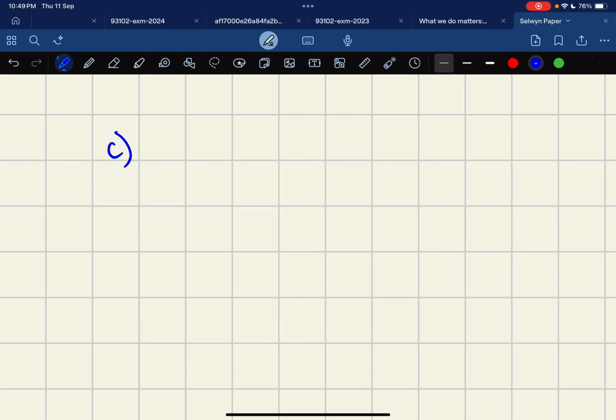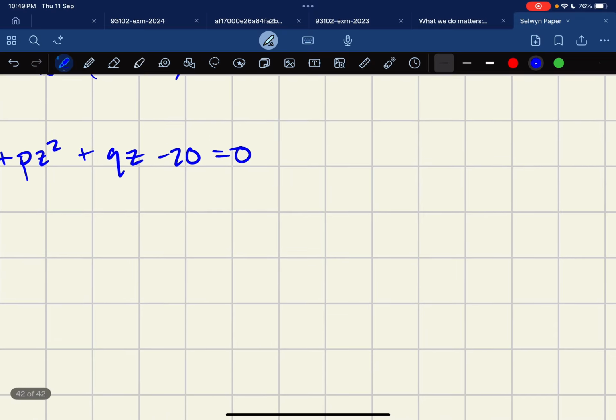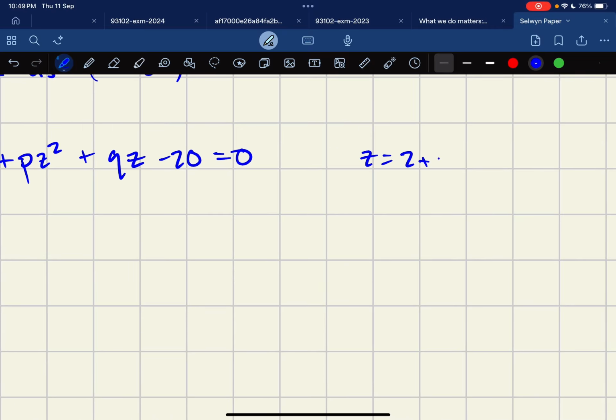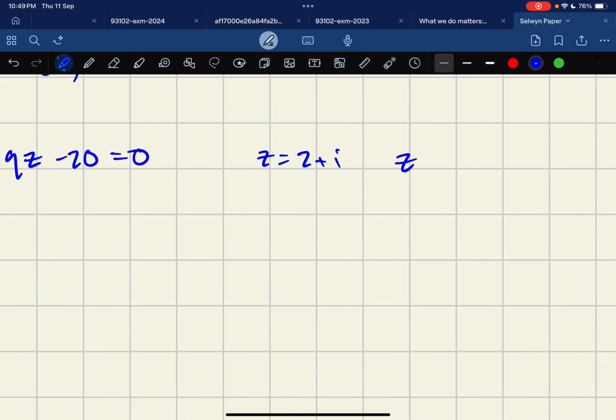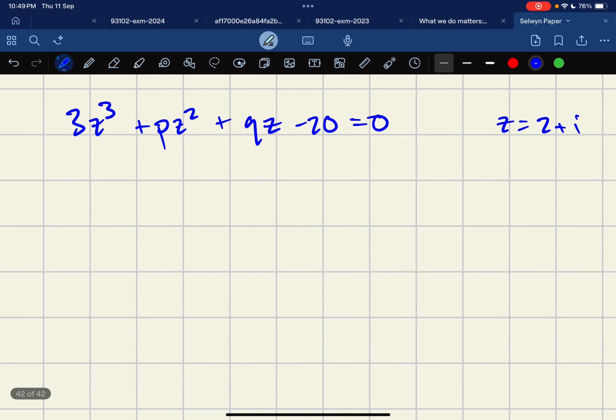Part C. One solution of the equation 3z cubed plus pz squared plus qz minus 20 equals 0 is that z equals 2 plus i. By the conjugate root theorem, z equals 2 minus i is also a root. If p and q are real, find the values of p and q and the other two roots of the equation. So we just need to find the third root and the values of p and q. But essentially, we just need to substitute this z into this equation.